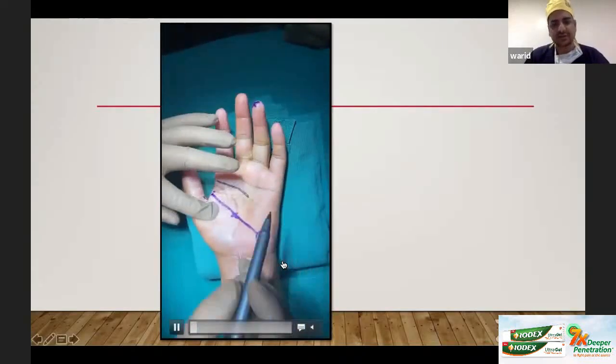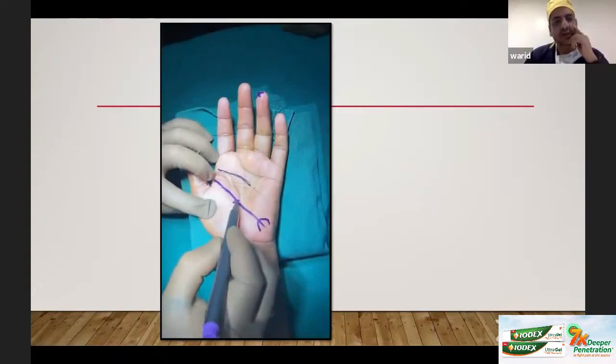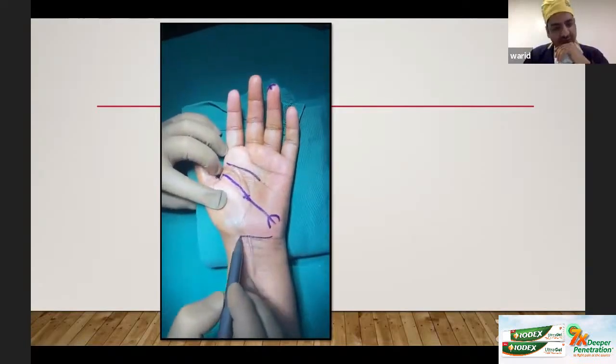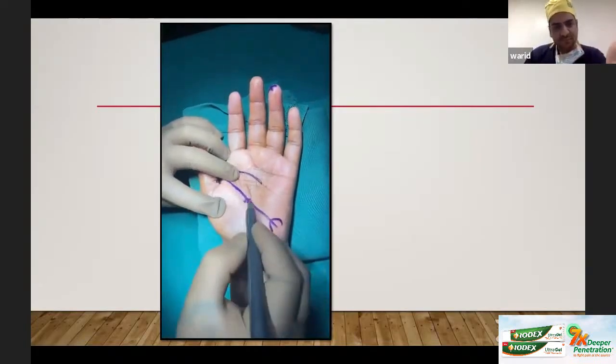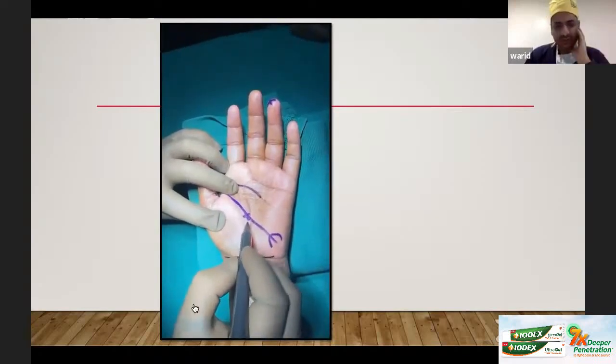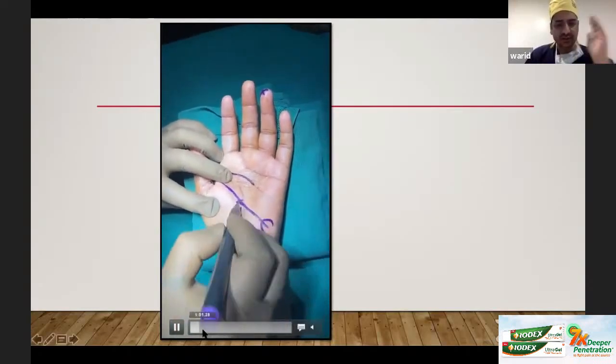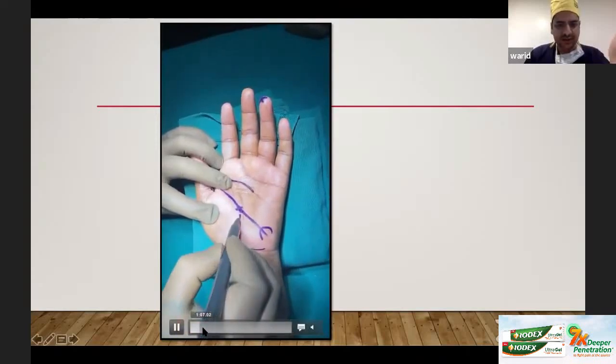This particular case had a distal radius plating done one month back and had an acute carpal tunnel syndrome, and this was referred to us. Then we did a carpal tunnel release, and had an amazing recovery after that. So that is the incision.